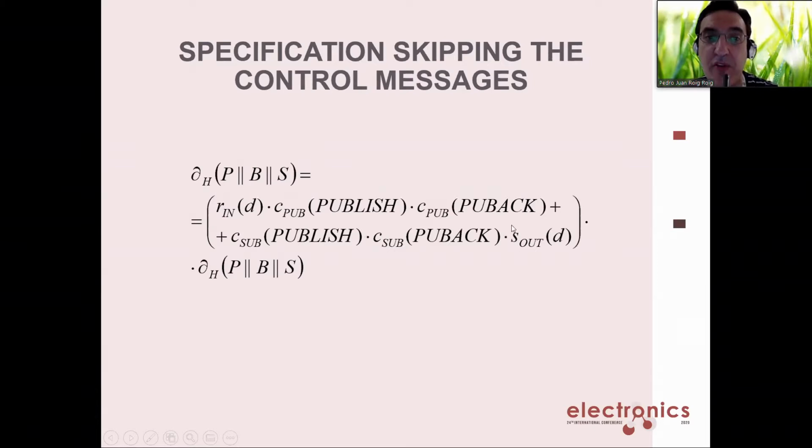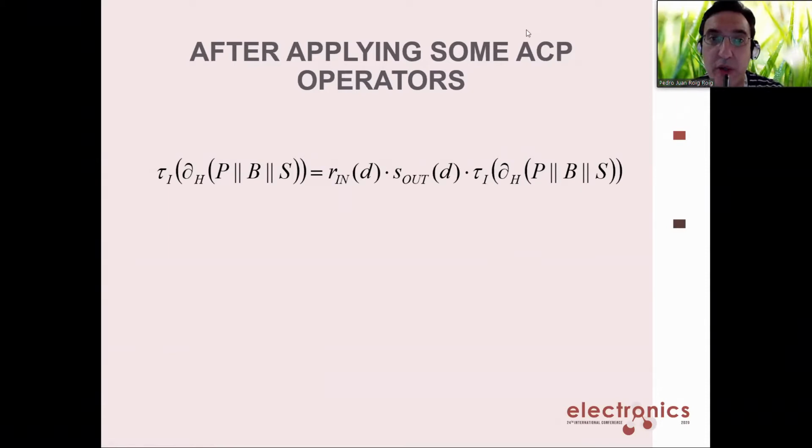And then after applying some ACP operators, we have this expression, saying that this entity receives an outside message from a sensor, and then sends this message through an actuator to the outside world. And then repeats again. So this might be the external behavior of the whole system.